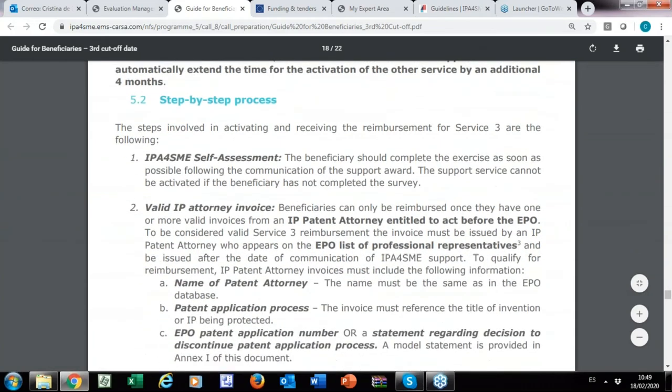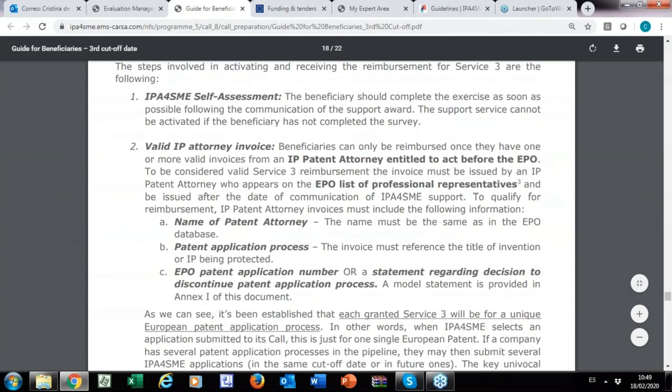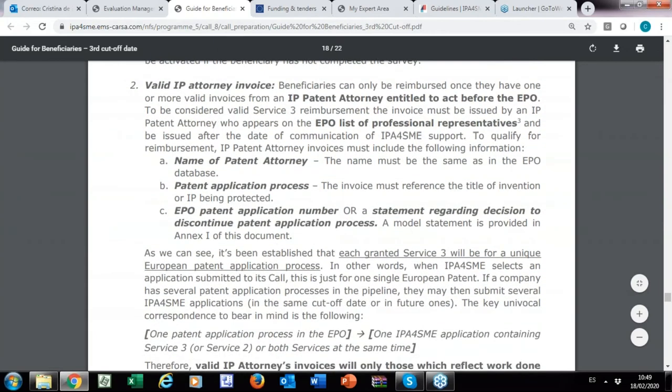Here we also explain step by step the first self assessment, which is the first thing, as a mandatory thing you need to do in order to start, and what is for us a valid IP attorney invoice. It has to be an attorney with the name of the person. It has to be entitled to act before the EPO. You can check that in the EPO list of professional representatives, which is online. All the attorneys entitled to act in front of the EPO are listed there.